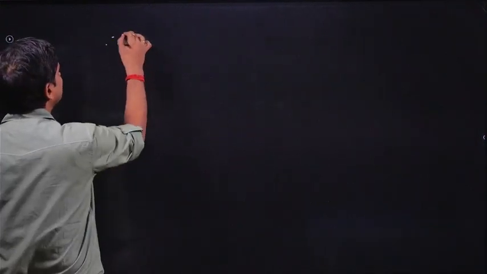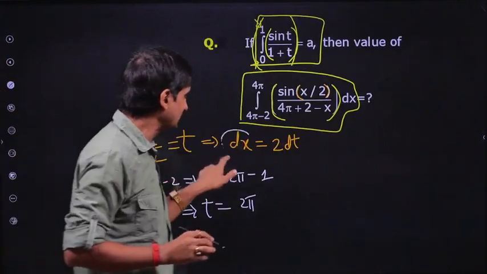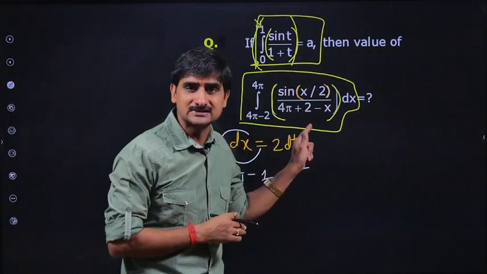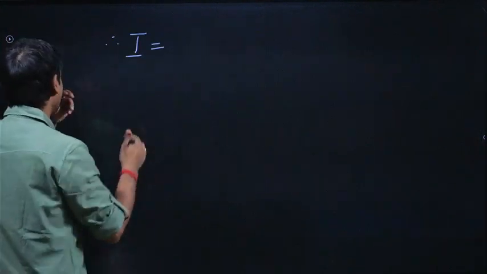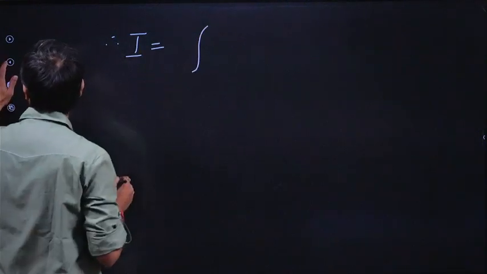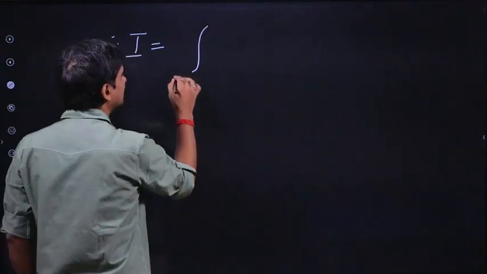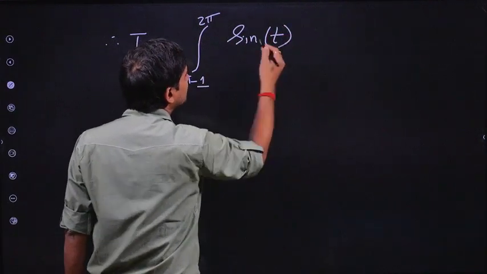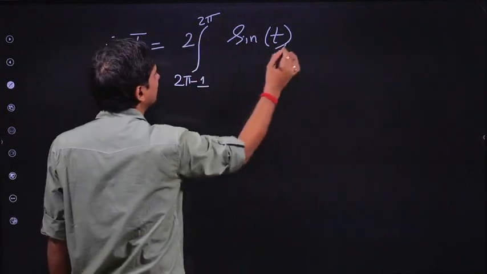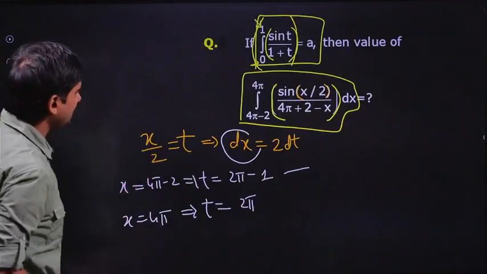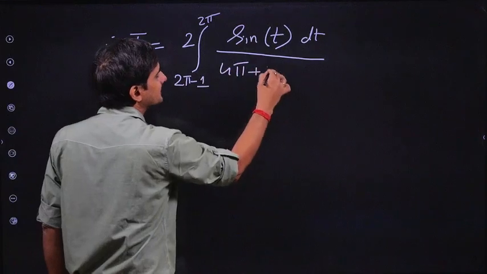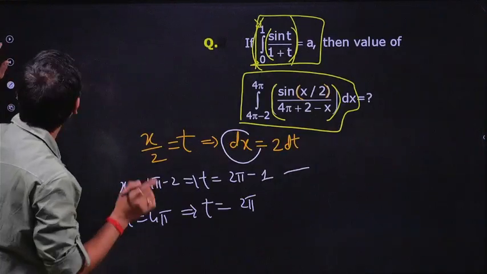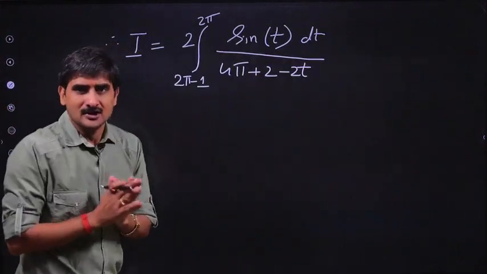So our integral is: instead of dx we write 2 dt, and wherever we have x we replace it with 2t. The limit goes from 2 pi minus 1 to 2 pi. This will be sin of x by 2, which is sin t, dx is 2 as a constant, dt, upon, in the denominator, we have 4 pi plus 2 minus x, and x is 2t, so minus 2t. Let me check it: 4 pi plus 2 minus 2t. That's the first step.